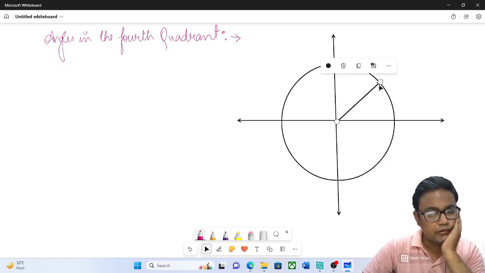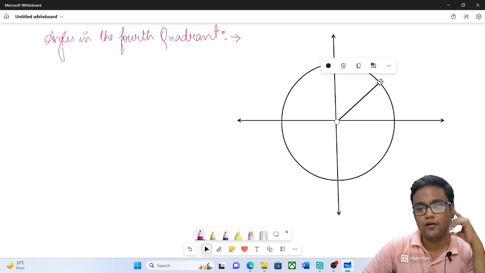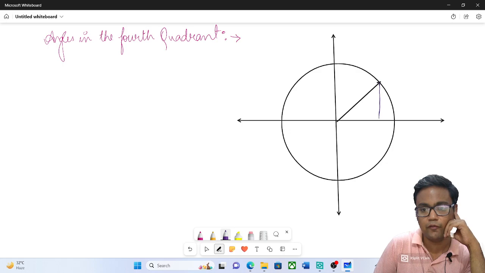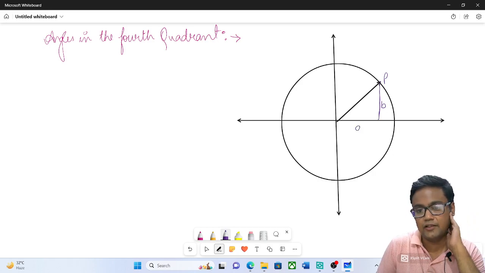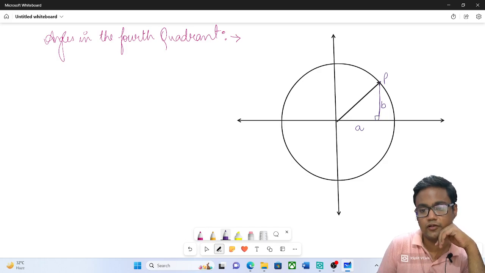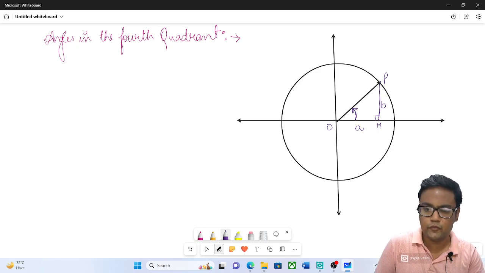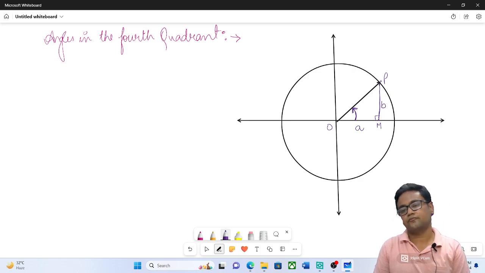Now, try to understand. In order to realize the angles in the fourth quadrant, we must take a revolving ray like we have taken so far, and let this be the perpendicular dropped from the point of intersection P with the circle and with the revolving ray's terminal, and this is the horizontal, this is a 90-degree angle, and this is the origin. And this is the angle taken in radians, or you may consider in degrees.